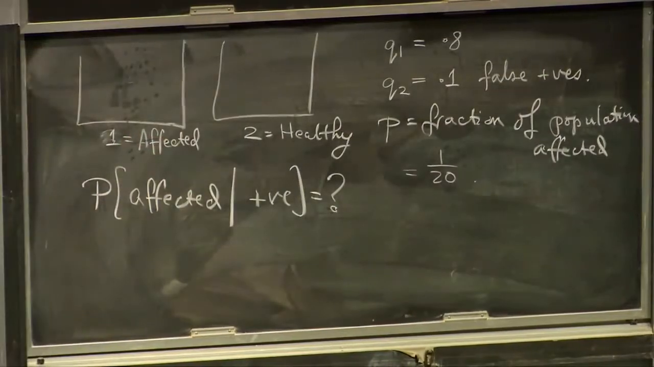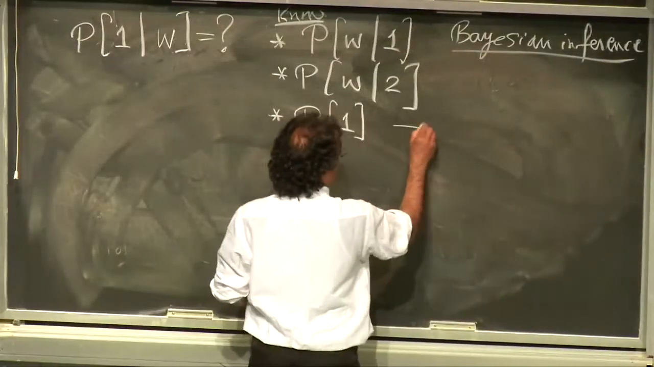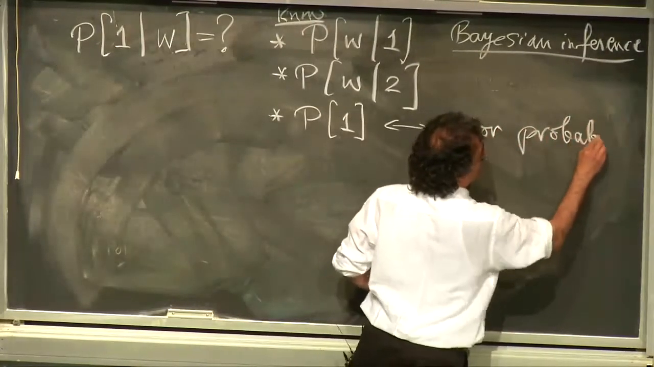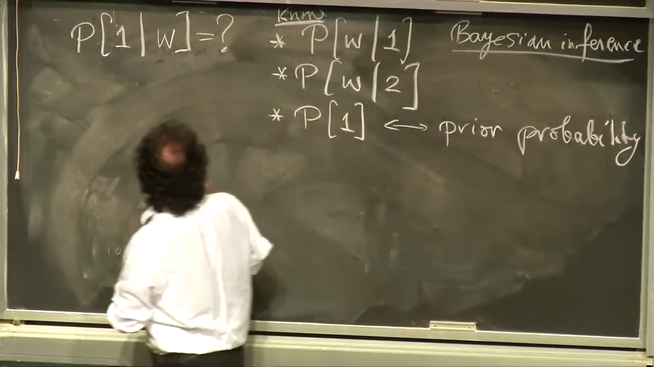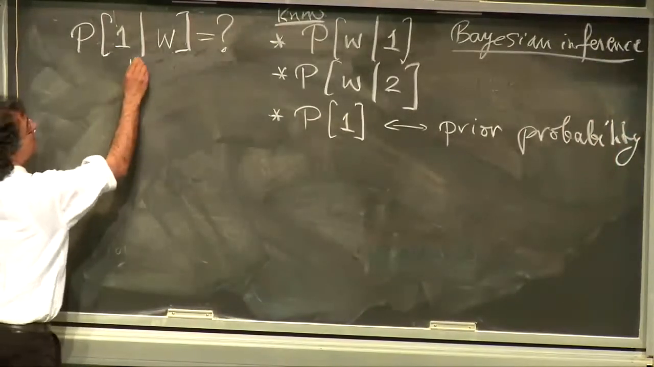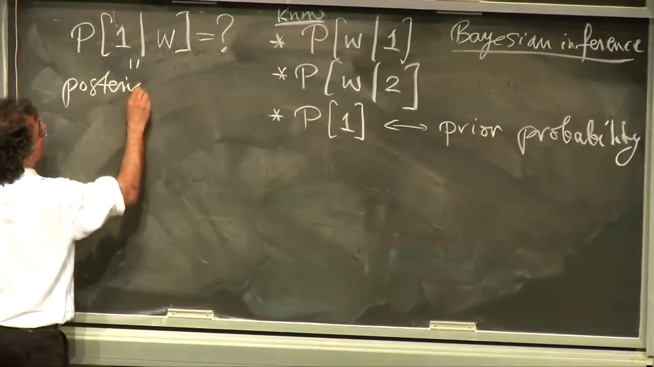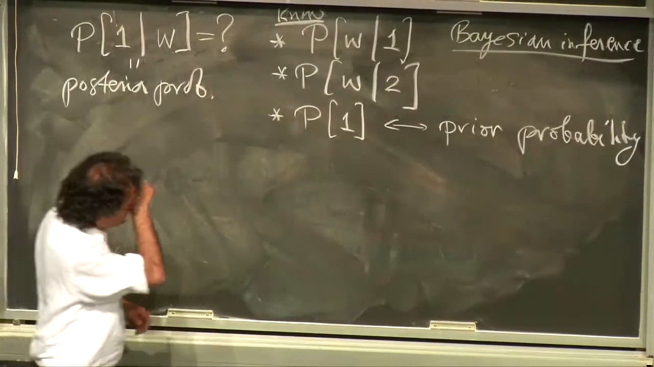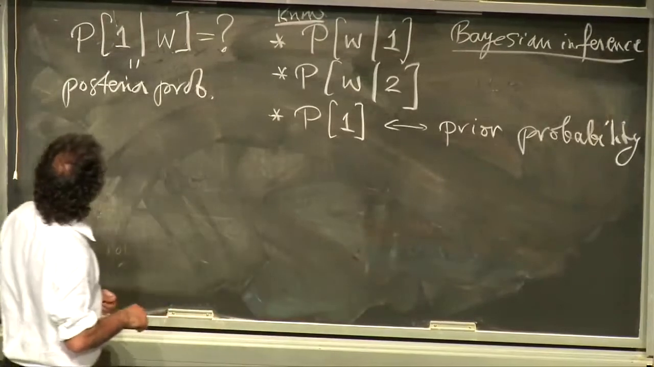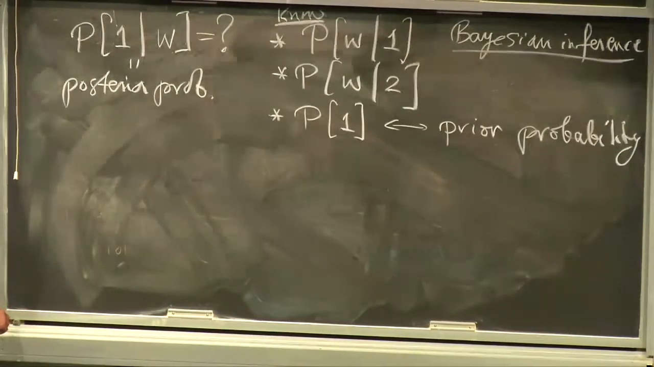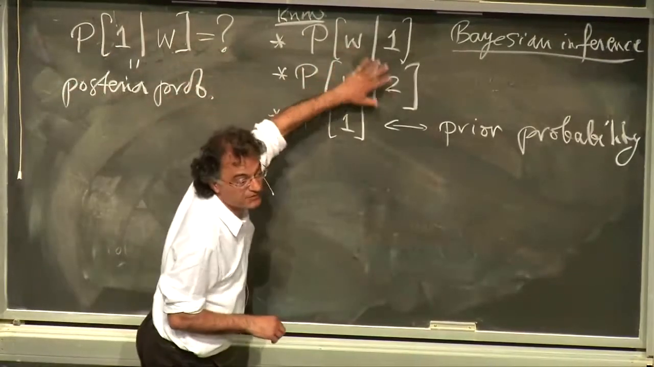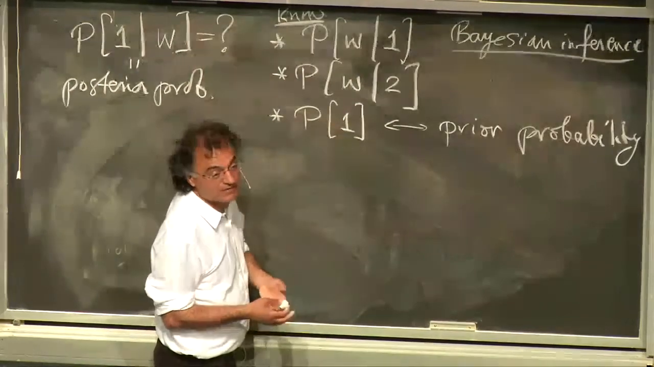So this was the prior probability. And this thing that we are interested in is the posterior probability. It's after having done the experiment. And so what we want to do is take this probability and express it in terms of those. And that's what Bayes' rule allows us to do.